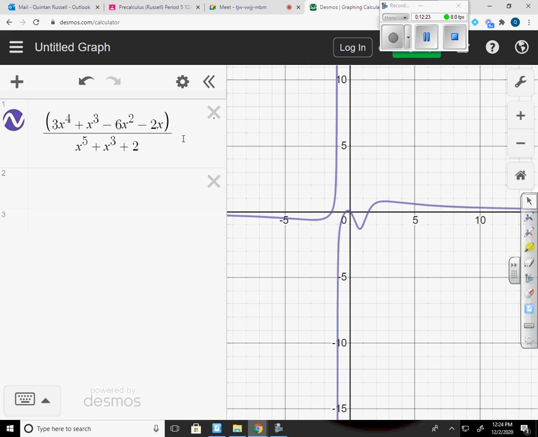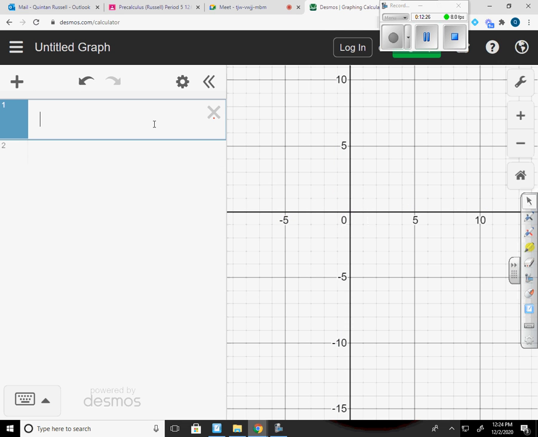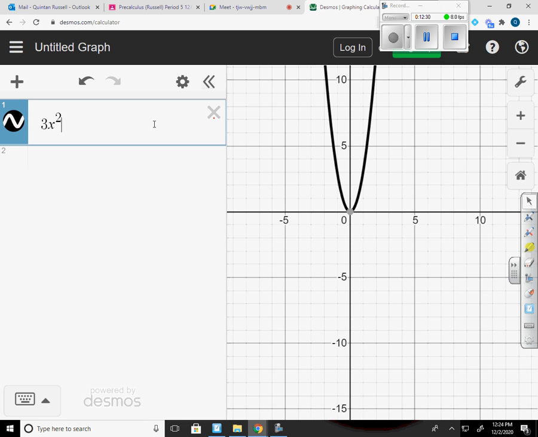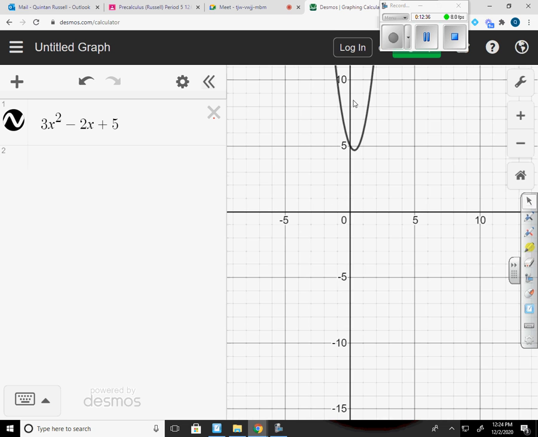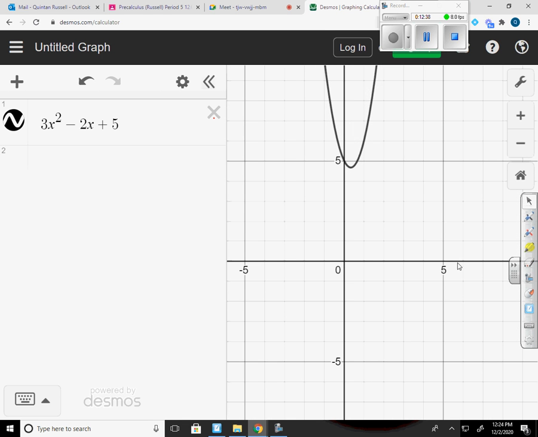Let me show you why. If I do 3x squared minus 2x plus 5, if I look at this, where does this cross the x-axis? It doesn't. So that tells you that there's no real solutions. Should have known that right away. Tragic is what that was. That was tragic. I apologize for misleading you all.